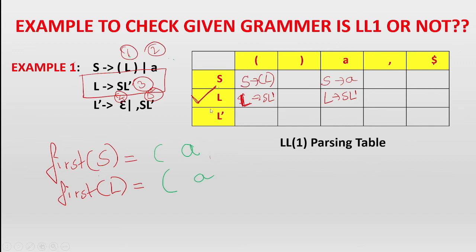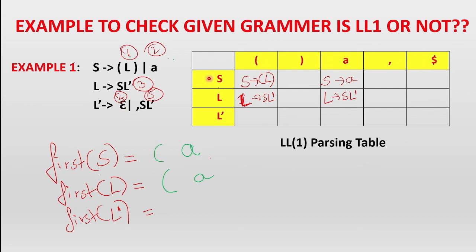So now we have to do the same thing for L dash also, find first of L dash. L dash is having 2 productions, production number 4 and production number 5. In production number 4, only epsilon is there. So epsilon can be the answer of first of L dash. So from production number 4, there is an epsilon. But there is no epsilon in the table.